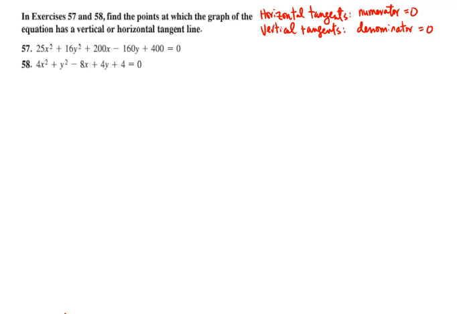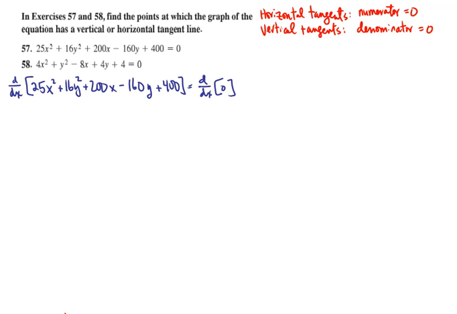We'll take the derivative of both sides with respect to x. When we do that, derivative of 25x squared becomes 50x. Derivative of 16y squared becomes 32y, y prime. The derivative of 200x is just 200. Derivative of negative 160y is negative 160y prime. And the derivative of 400 is 0. Derivative of 0 is also 0. So the calculus part is done.